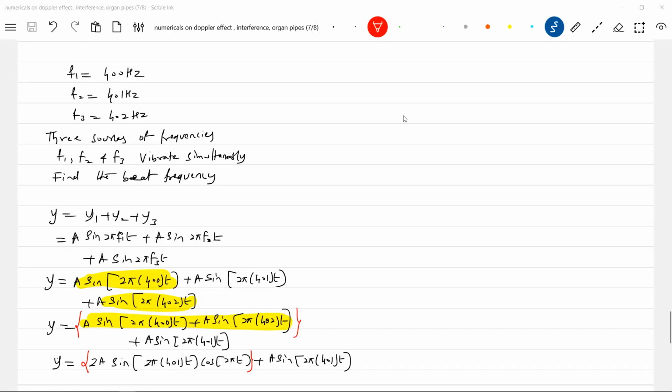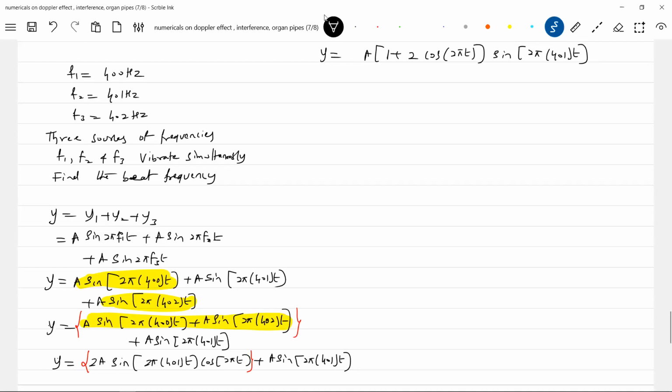Because we wanted an expression for the beats phenomenon, let me take sine 2 pi 401 t common. So y is equal to, if I take the sine out, I'll be left with A into (1 plus 2 cos 2 pi t) sine of 2 pi 401 t.